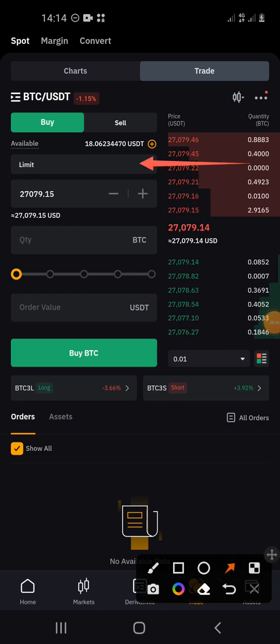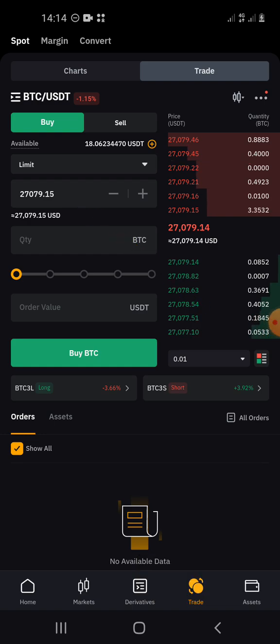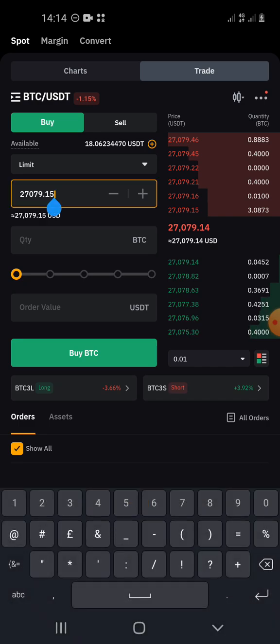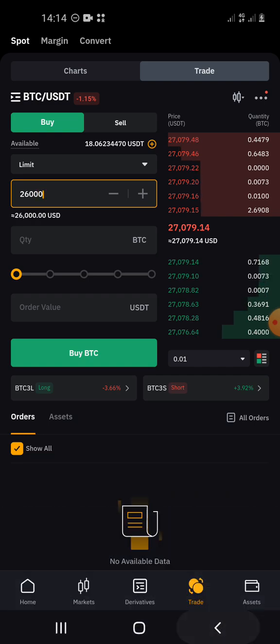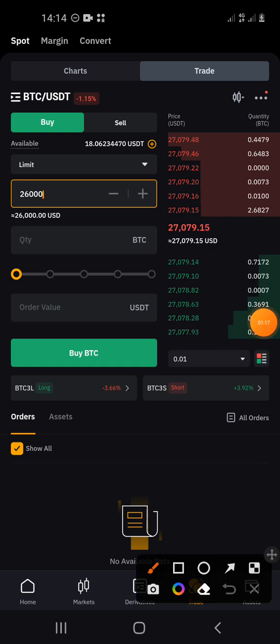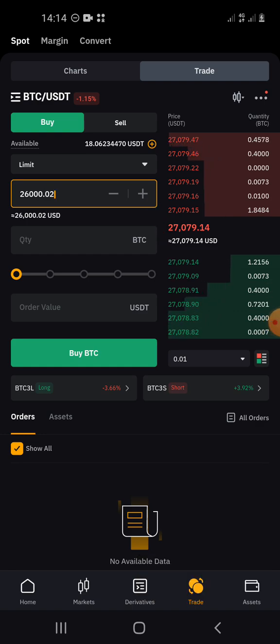You make sure that the function is on limit and you come here to set it at $26,000. So you just come here, edit the price, and you put $26,000. So the job of the limit function is to buy Bitcoin for you whenever the price of Bitcoin drops to $26,000. Now of course you can also use this plus function to increase the price the way you want, like this, and you can also use the minus function to decrease the price.